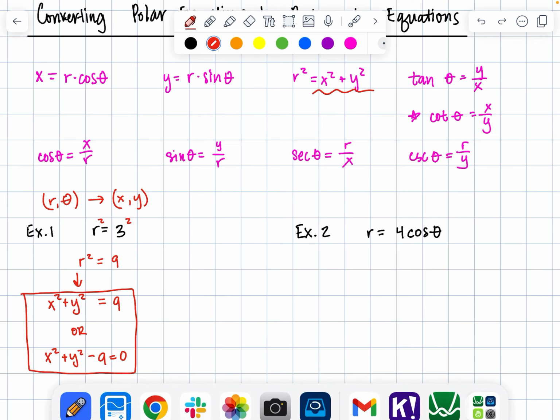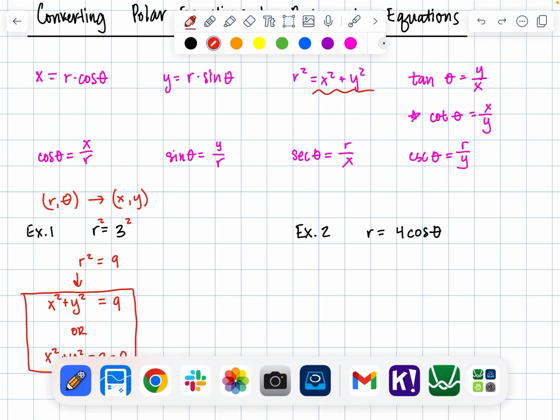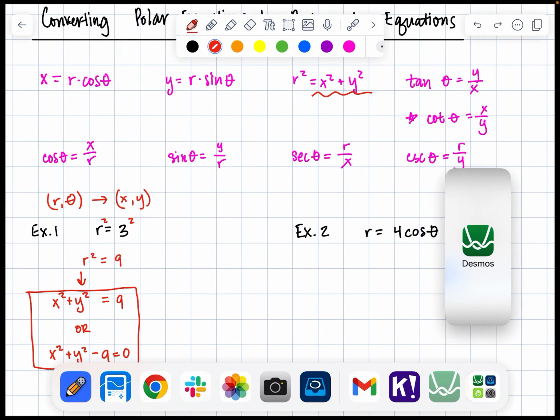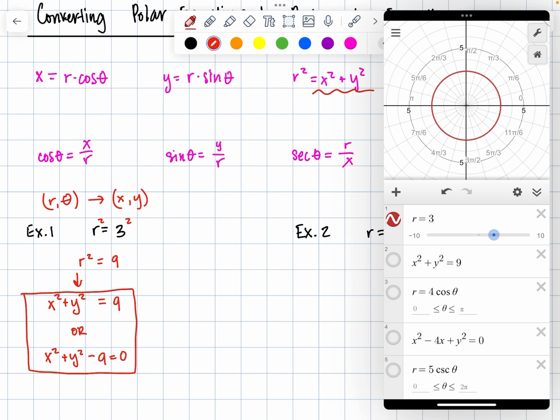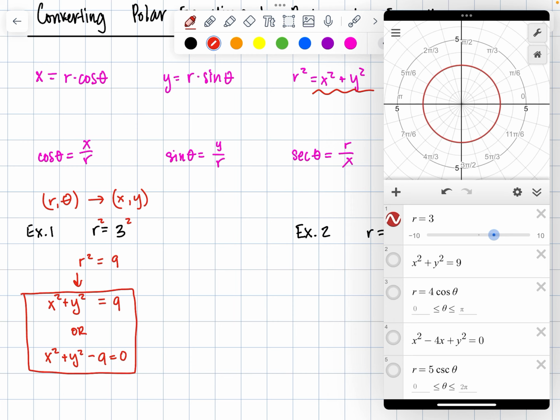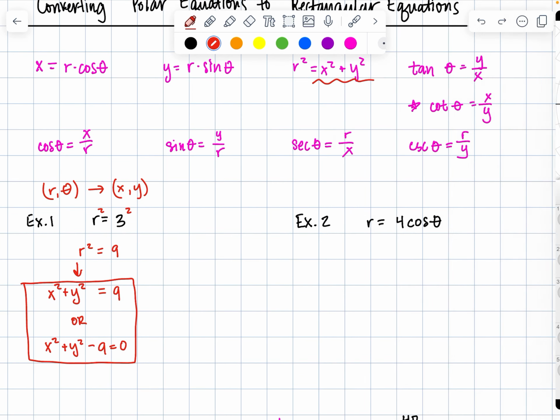So let me pull up the Desmos. Just like last time, I'm going to have this on the side here. And here we have our equation, r is equal to 3. That means the radius of 3. And we can see that has a radius of 3, a circle, as we said. x squared plus y squared is equal to 9 is the exact same equation. So we see that it works. Let's go on to the next one.